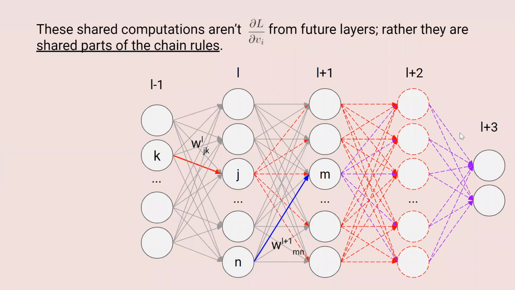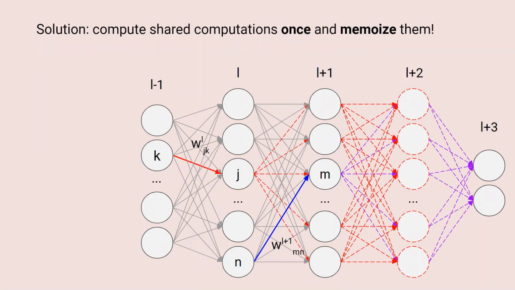And just to clarify, when we say shared computations, we don't actually mean the derivative of the loss with respect to some future parameter, right? We just mean that shared part of the chain rule, that shared component that was calculated in order to compute the partial derivative. So they're just parts of chain rules that are repeated over and over again across different weights.